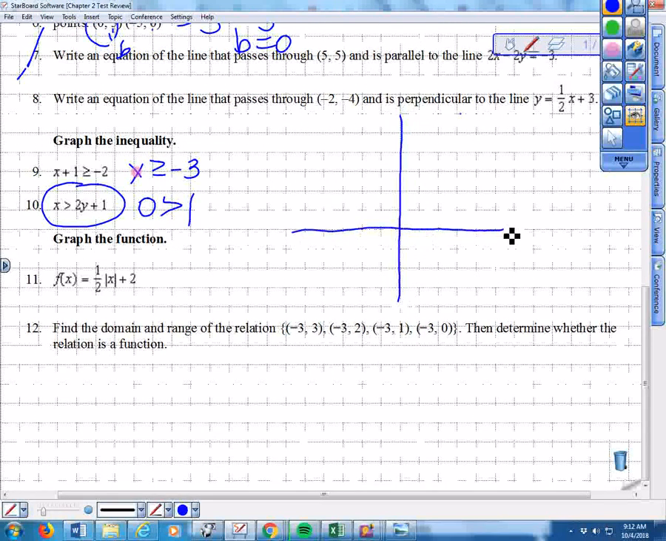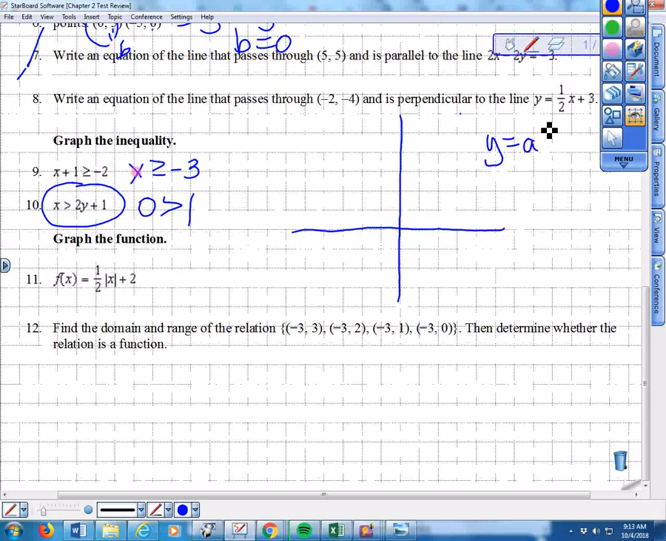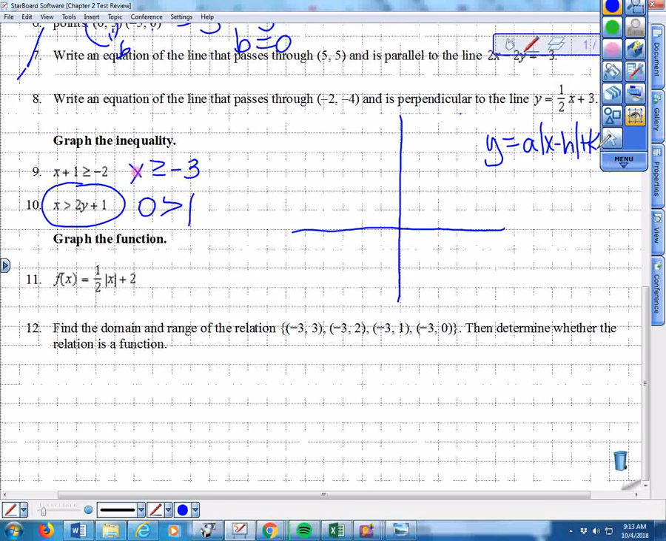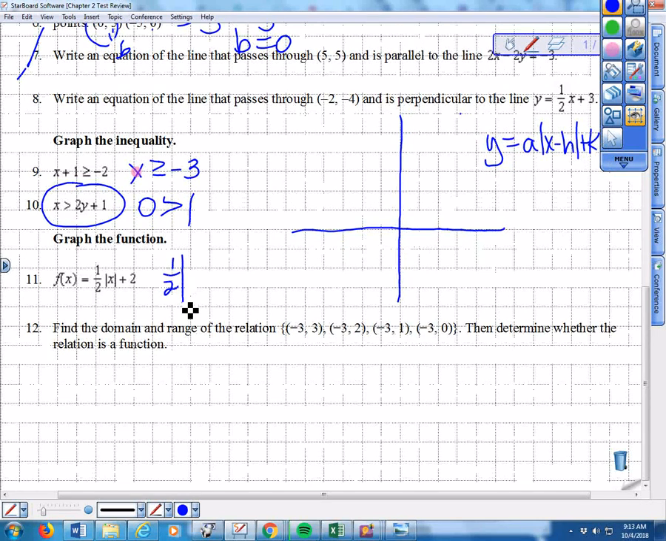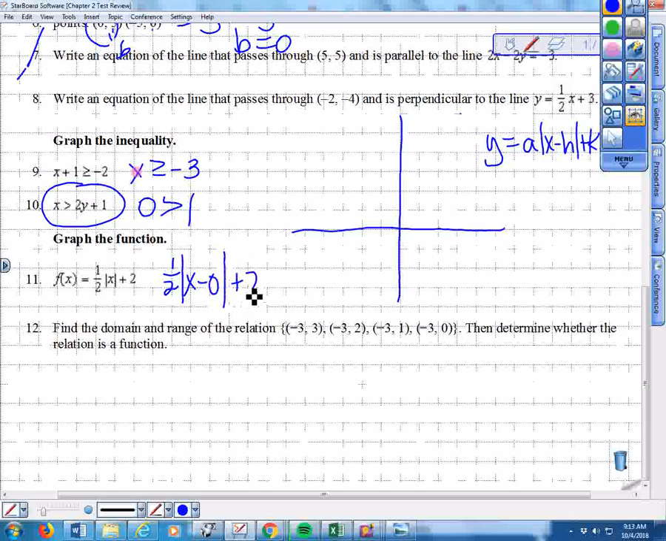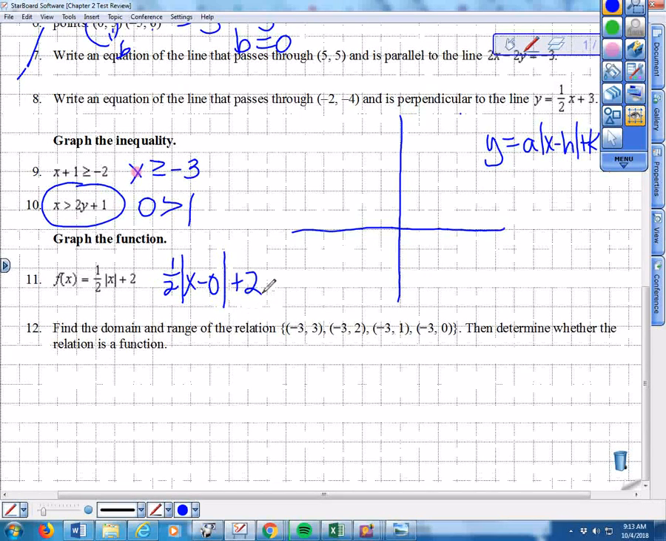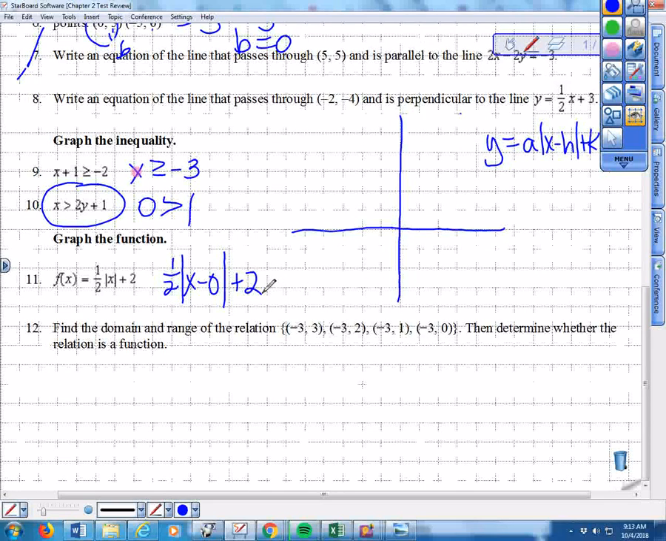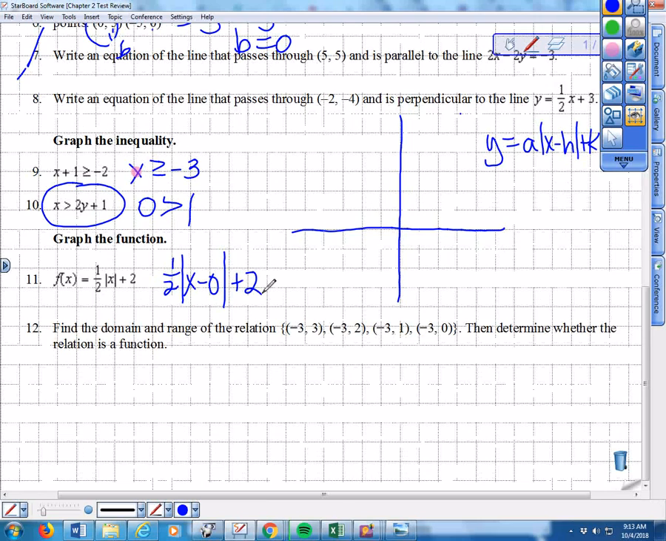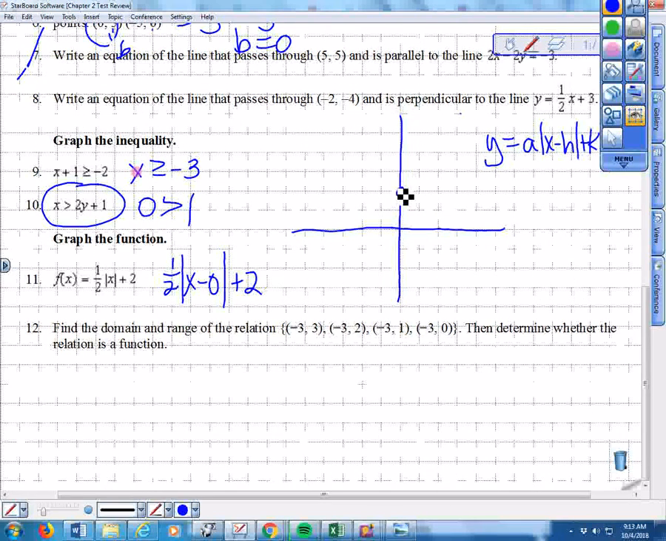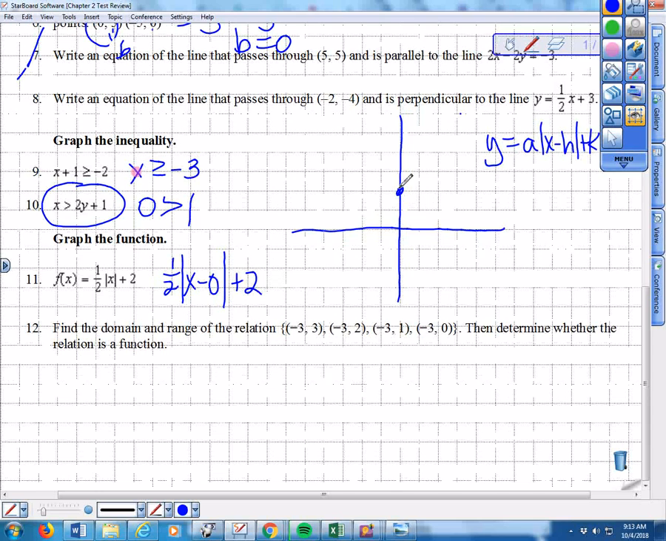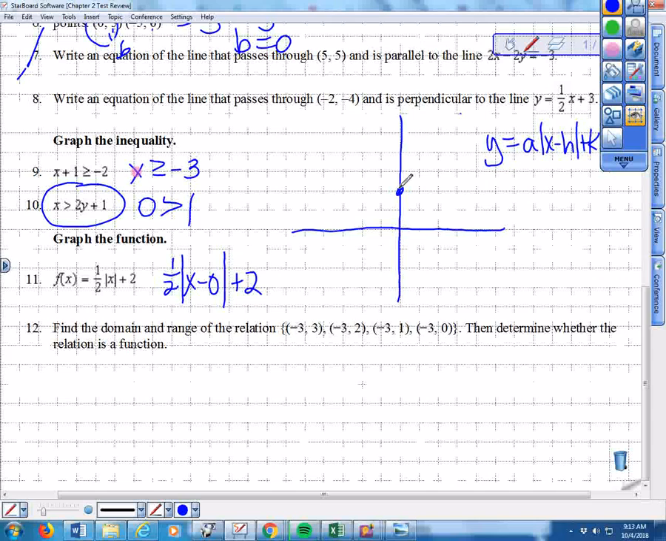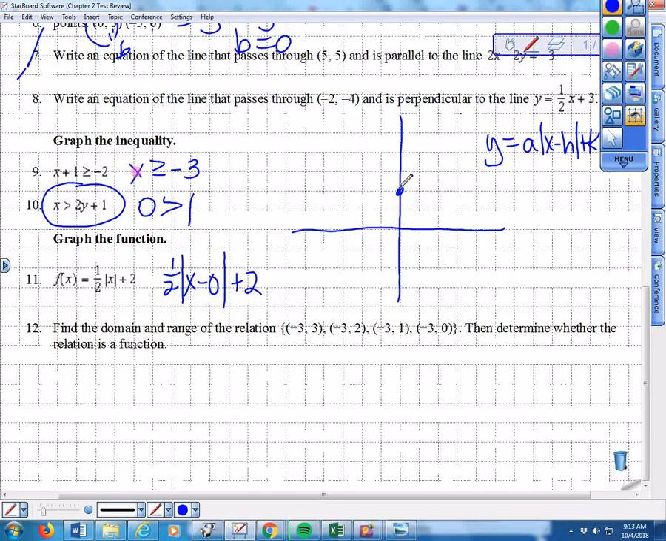Okay, the general form of absolute value is this. How could I write this in the general form? There it is. What does HK tell me? The vertex. H is 0, K is 2. My vertex is at 0, 2. What does the 1/2 tell me? Slope. Yep. And it's positive, so I know the slope's going to be going up 1 over 2.